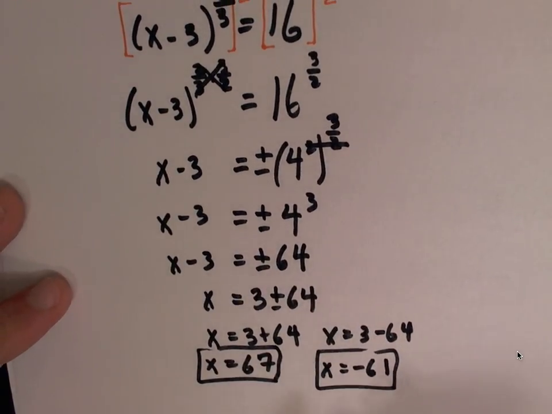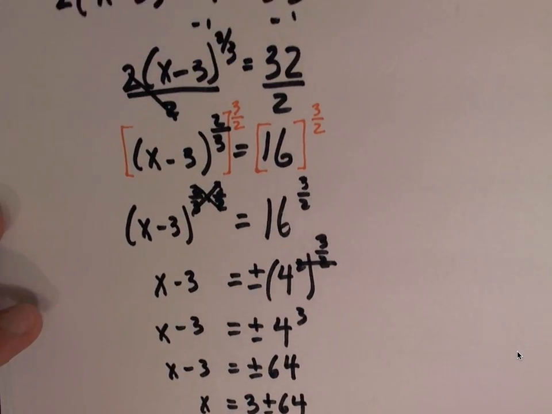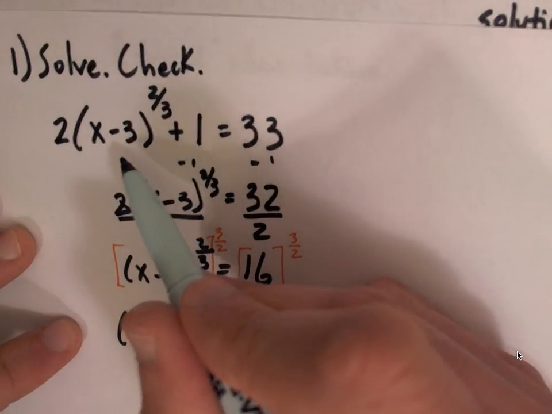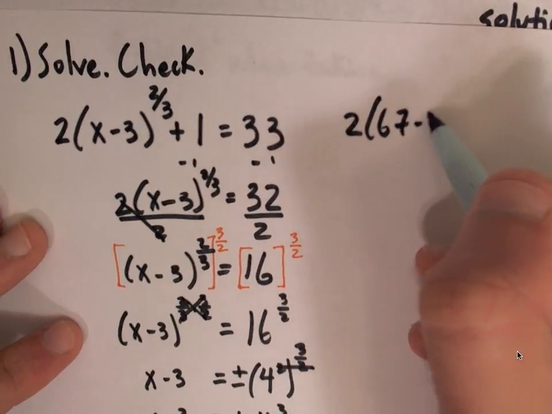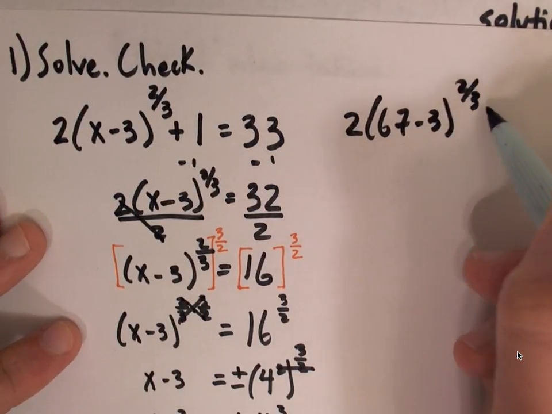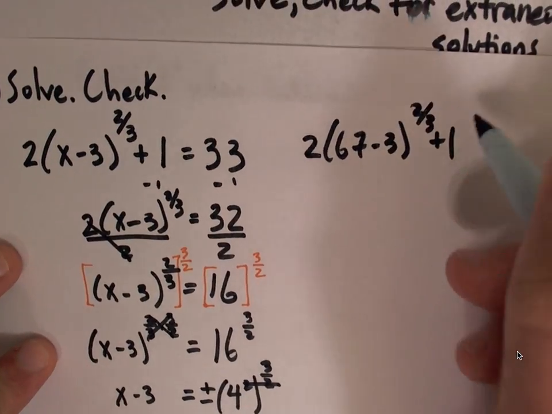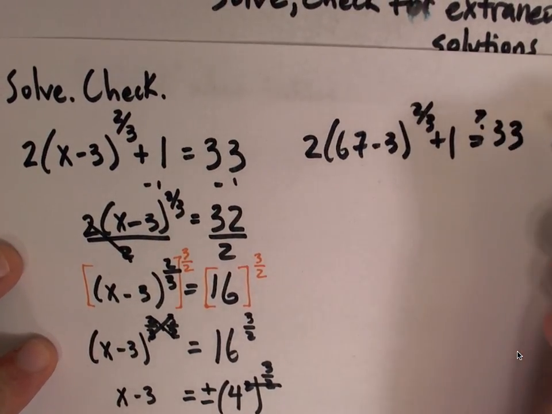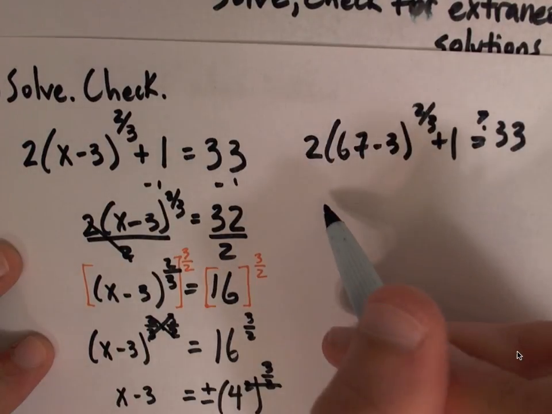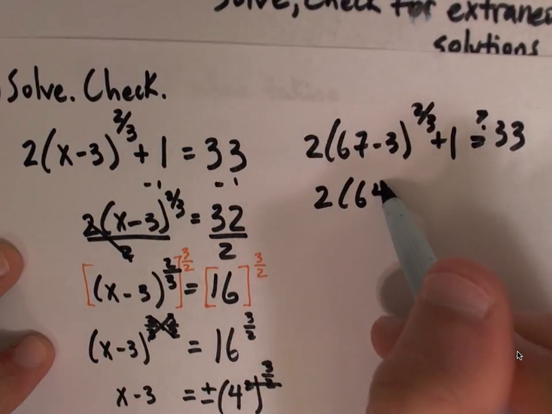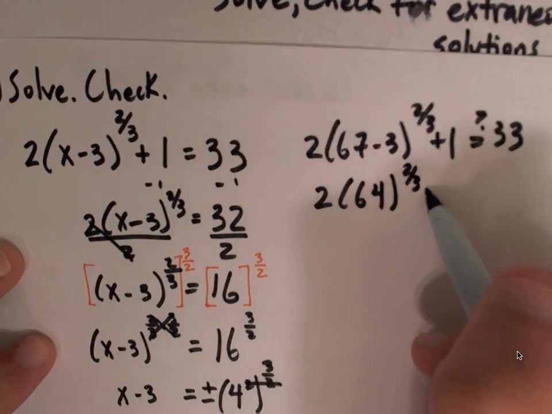So let's do 67. Let's plug in 67 right at the very beginning again. Let's just do this quickly. So 2 times (67 minus 3) to the 2/3 plus 1. Does that equal 33? Well, let's check. So 67 minus 3 is 64. It's 2 times 64 to the 2/3 plus 1.